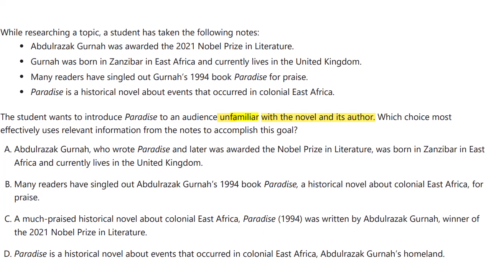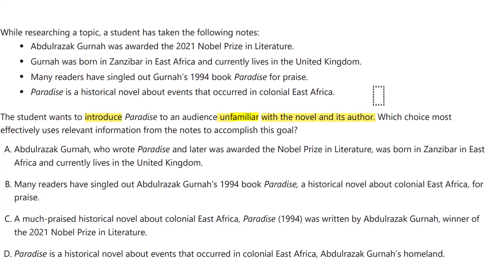One type of rhetorical synthesis prompt asks you, the reader, to identify the answer that shows familiarity or unfamiliarity of the novel, the author, the topic of that particular problem. So you can see the prompt says the student wants to introduce, and usually it's introduce or present. There's always a second part or a second condition that we have to take account of and note for our answer choices. In this case, Paradise to an audience unfamiliar with the novel and its author.